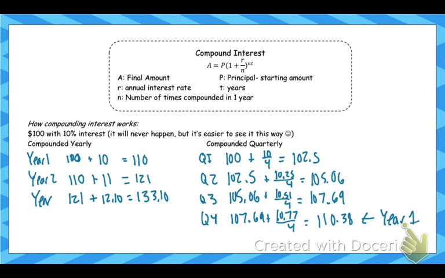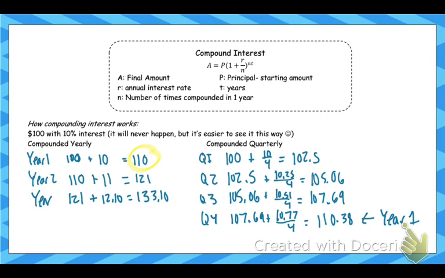So now I can compare that to what I would have had if the interest wasn't compounded. So you get a whole extra 38 cents. Now I know that doesn't seem like a lot, but let's say instead of $100, you had $100,000. You can start to see a little bit more of an impact, especially if this carries over across years and years with a high interest rate. So the more frequently your interest is compounded, the more money you're going to have.